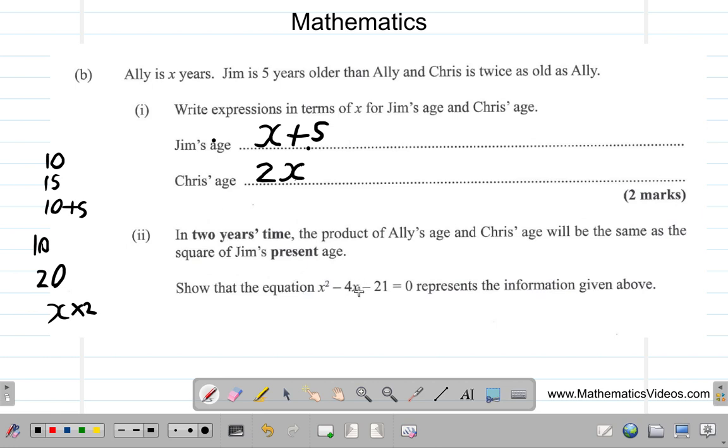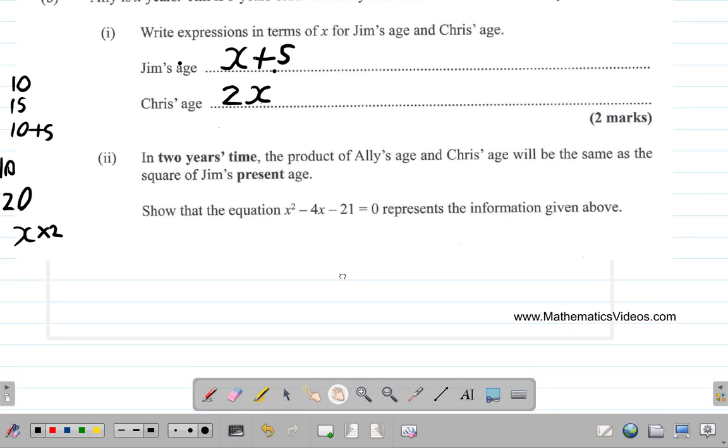Now, part B2. They say in 2 years' time, the product of Ali's age and Chris's age will be the same as the square of Jim's present age. Show that the equation x squared minus 4x minus 21 equals 0 represents the information given above. Alright, so you pause the video now and work out that part. But before you pause, let me say something.